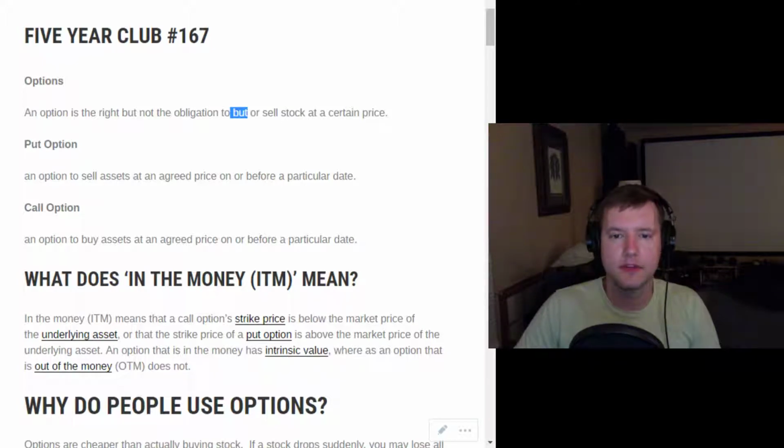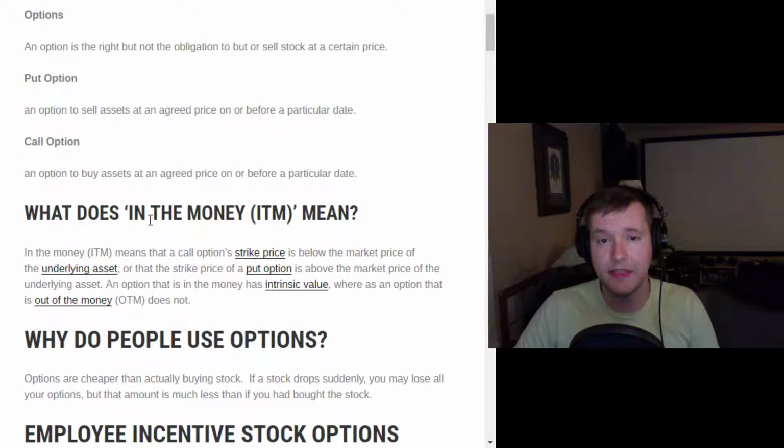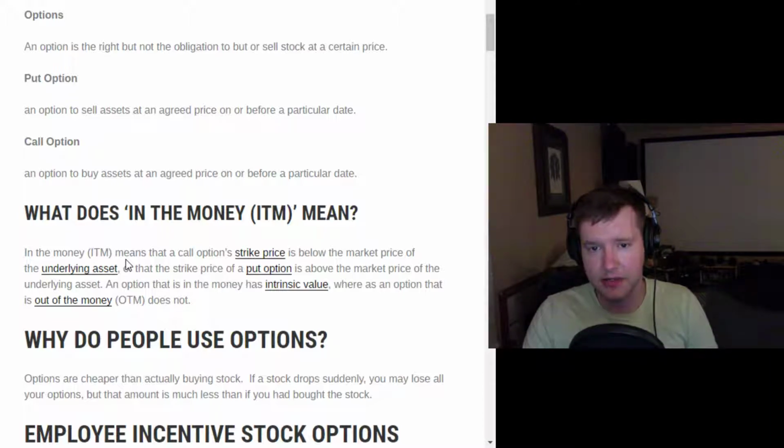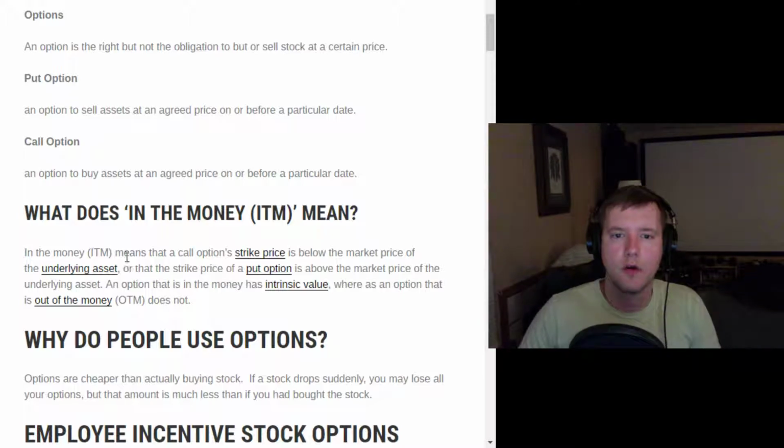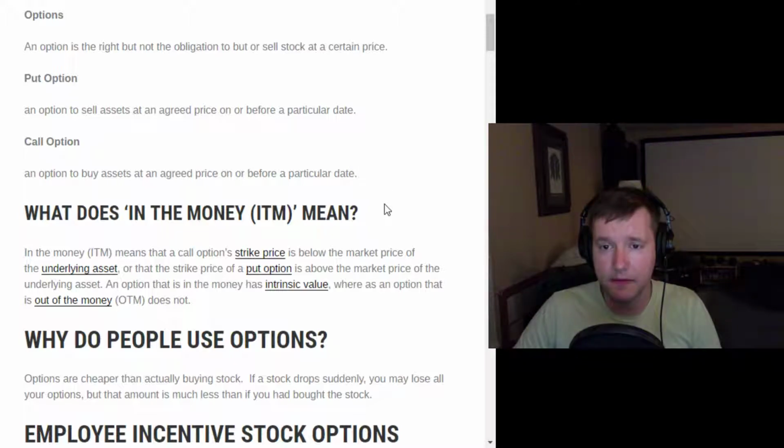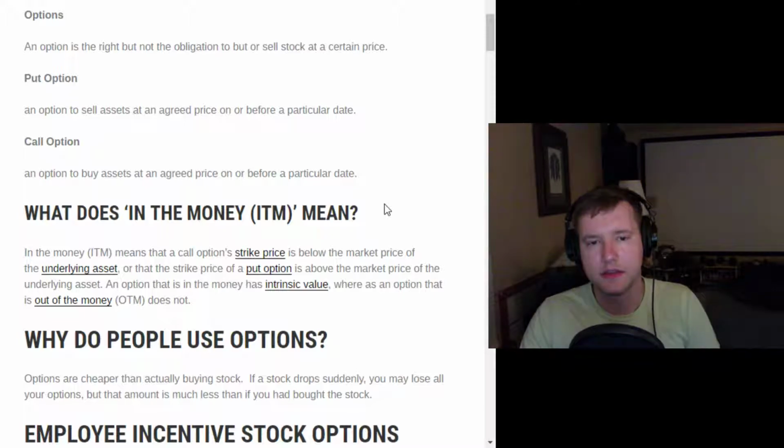All right, so there's a term that has to do with these kinds of options called in the money. In the money means that a call option's strike price, which is the price that you would buy the stock at, is below the market price of the underlying asset, which means that you could buy it at a low price and then sell it at the market price and make money. Or that the strike price of a put option is above the market price of the underlying asset, meaning that you could buy the stock on the market and then sell it to the put option other party, and you would make money that way.